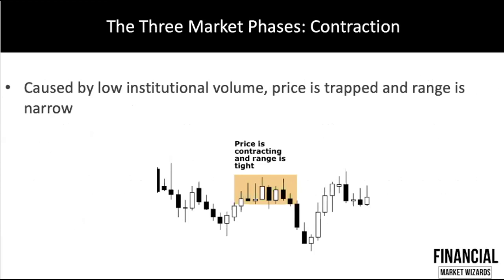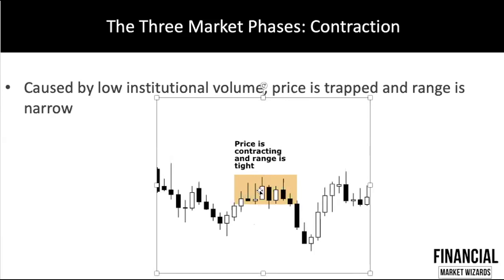So what a lot of retail traders try to do is they try to buy, they try to sell, and the truth is whether you buy or sell, your profits are very minimal. Even if you buy the low end of the range and sell the top, your profit is very minimal. You don't really see explosive growth in your trading account. Basically in this phase, price is trapped and range is narrow.